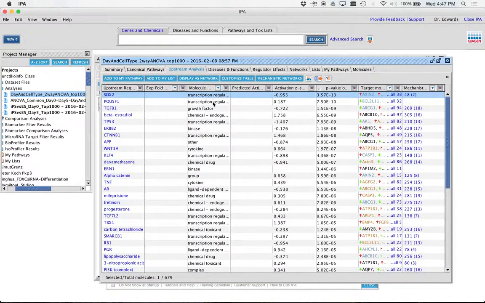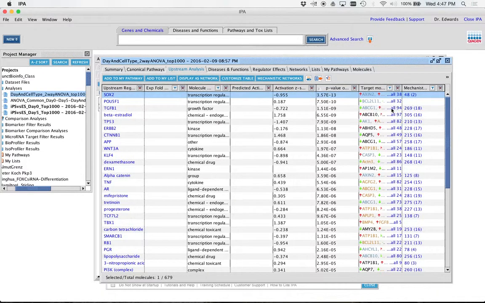This is what kind of molecule it is. You can see a lot of transcription regulation. Again, these are probably the things you want to target, right? You don't want to target the last domino. You want the ones at the beginning. Transcription factors are really good upstream regulators, right? They basically induce the expression of lots and lots of genes.